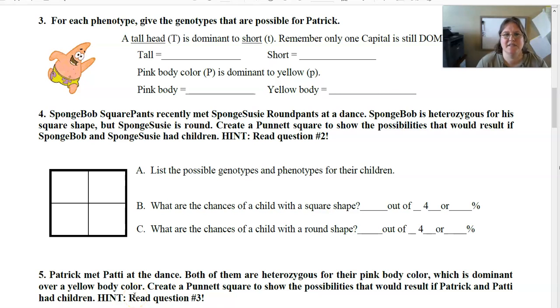Okay, so this is the second video of the SpongeBob SquarePants phenotype genotype worksheet. So we're on to question number 3.